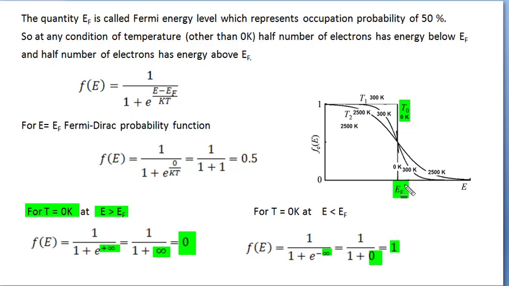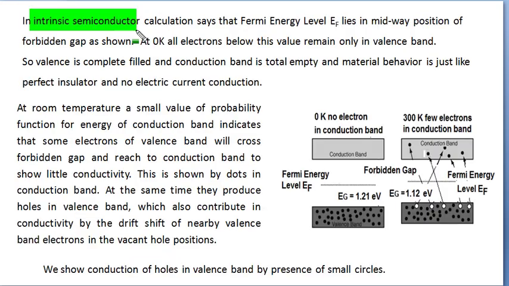So when you increase temperature, the most energetic electron got its energy increased, and it is much more in case of very high temperature, and it is quite more at room temperature, 300 Kelvin. Let's conclude our study of intrinsic semiconductor. The calculation says that this 50-50 level or Fermi energy level lies just midway of this forbidden gap.